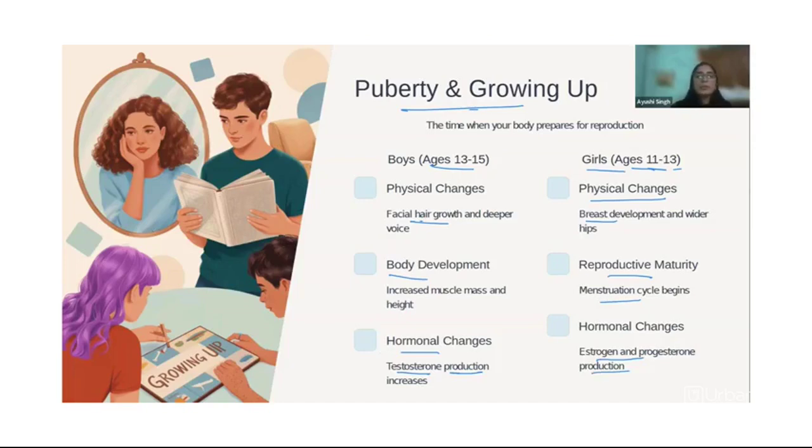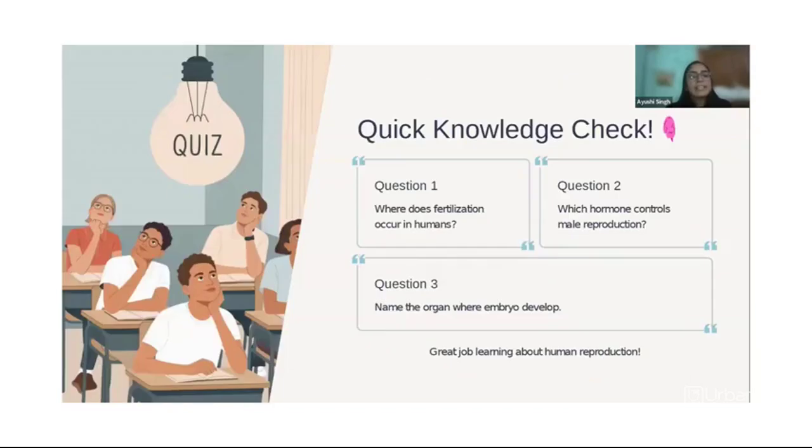Okay, so now I think you can answer these questions. The first one is, where does fertilization occur in humans? The second is, which hormone controls male reproduction? And lastly, name the organ where the embryo develops, in which part.